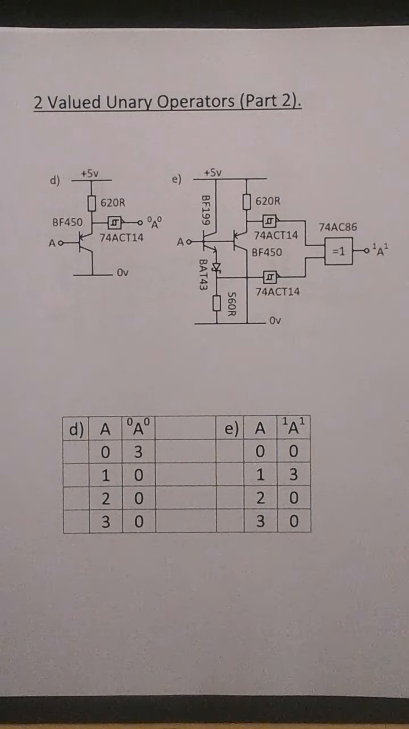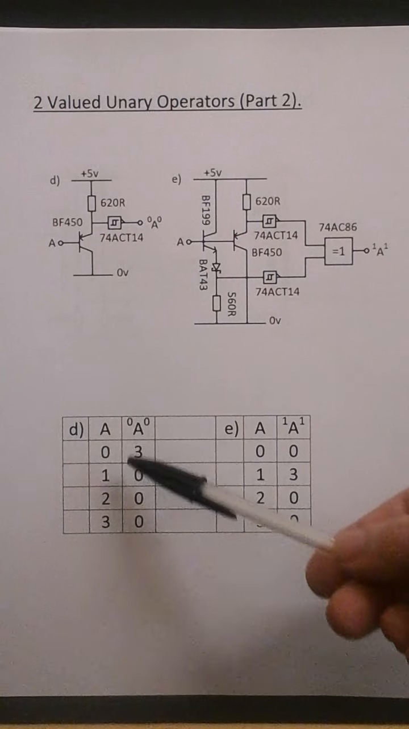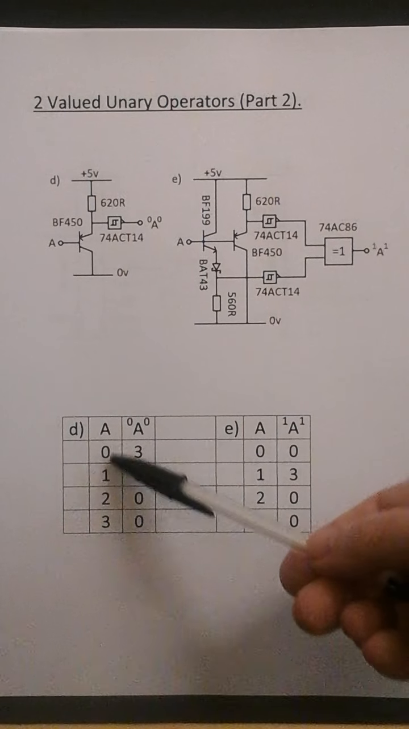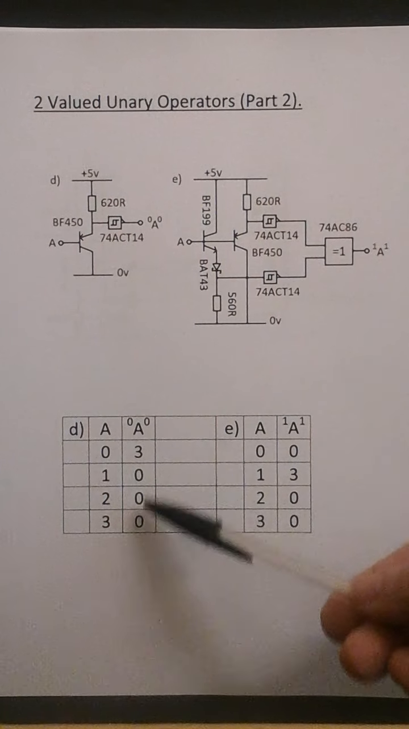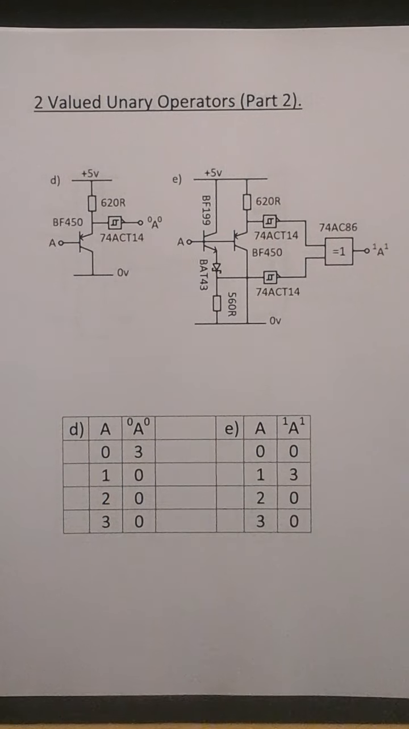Right, these are the unary operators for my video called Quaternary Algebra with Karnaugh Maps. These are two-valued operators, which for a quaternary input of 0, 1, 2, 3, only give either a 3 or a 0 on the output, so they're two-valued.